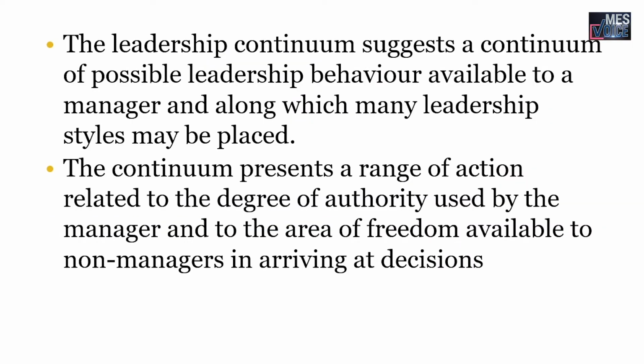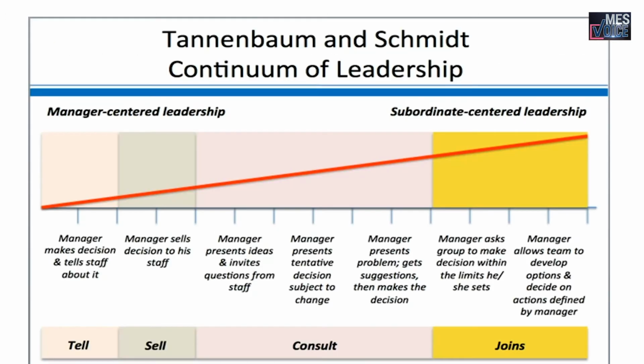In this leadership continuum, they show us the different possible leadership behaviors that are available to a manager and how the leadership styles can be placed in the different range of the continuum. Once you see the image, it will make better sense. In this diagram, you can see the two extremes of the continuum. On the left side, it is manager-centered leadership, and on the right extreme, it is subordinate-centered leadership. Subordinate-centered means people-centered. And you can see the different variations of the leadership styles that are being used below. There is tell, sell, consult and join. So we'll see what each one is, okay?